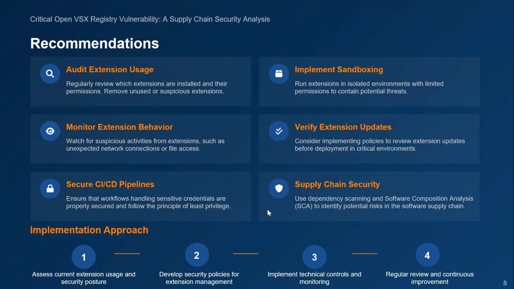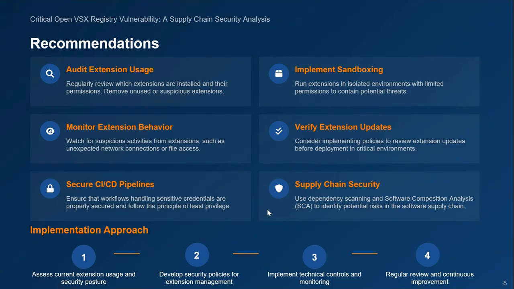Based on this analysis, I recommend several protective measures. Organizations should regularly audit their extension usage and remove unnecessary or suspicious extensions. Implement sandboxing to run extensions in isolated environments with limited permissions. Monitor extension behavior for suspicious activities like unexpected network connections. Consider implementing policies to review extension updates before deployment in critical environments. Most importantly, secure your CI/CD pipelines by following the principle of least privilege and implementing proper credential isolation.